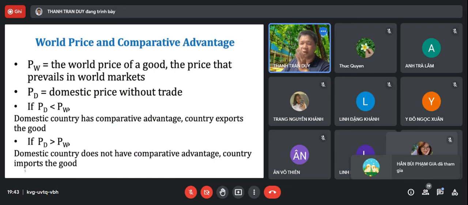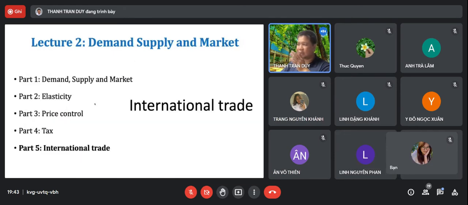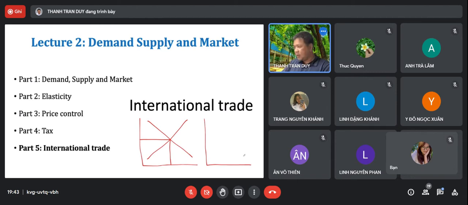There will be a situation where Vietnam has our own market, our own product. However, this product is also produced and consumed in other countries. One of the examples will be sugar, right? Đường cát, right?